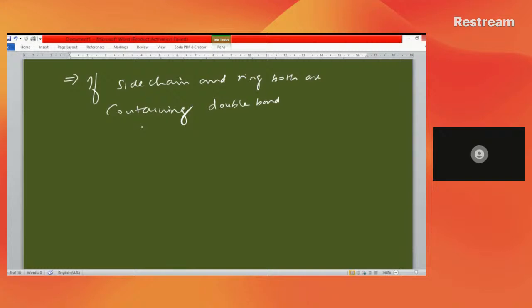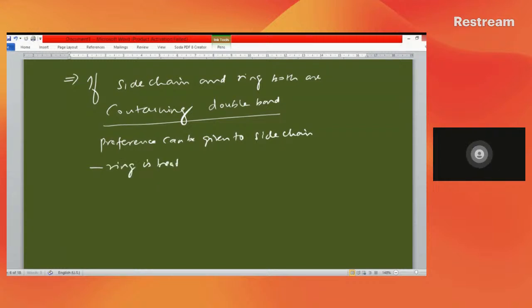Preference can be given to the side chain, and the ring is treated as a branch. Very important. Yes, you take a simple example.